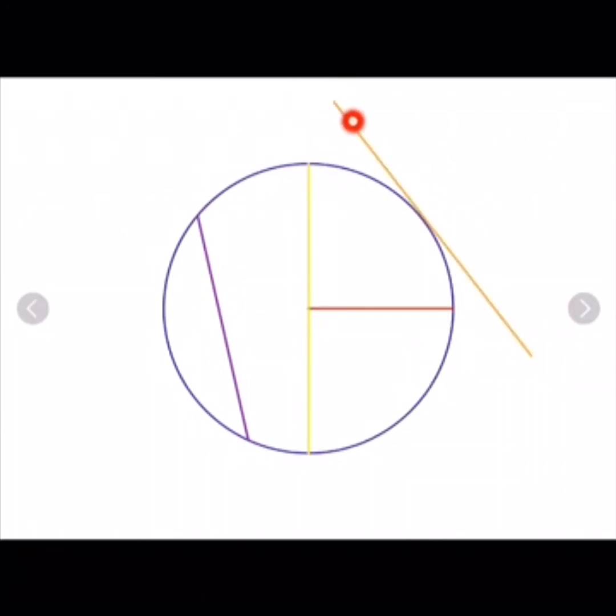This orange line that appeared here on the outside is called a tangent. It's just important to understand that any line that appears on the outside of a circle and is touching the circle is known as a tangent.